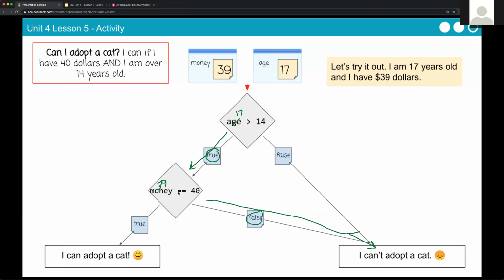I'm guessing that you have to have exact change, right? Because it says exactly $40 here. Okay, but this is just one way to represent this decision-making process in 2 different steps. We're going to learn how we can put this into just one step using compound Boolean expressions. Okay, so we'll come back to this example in just a bit.